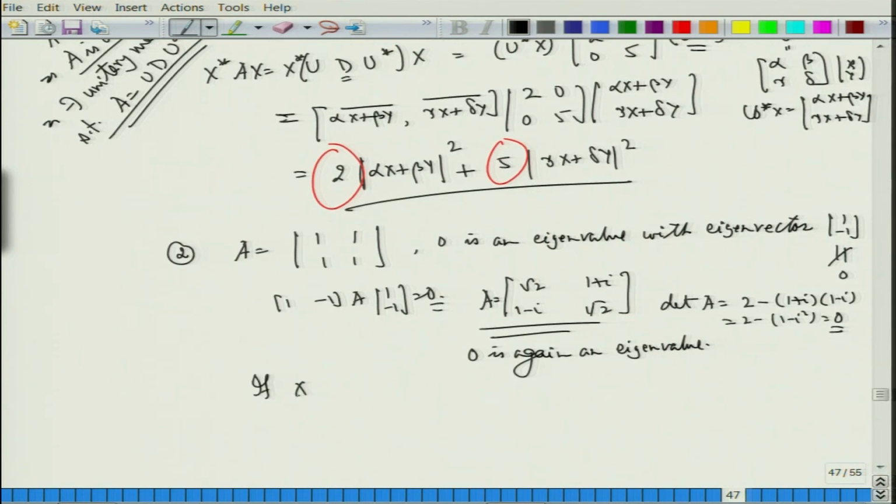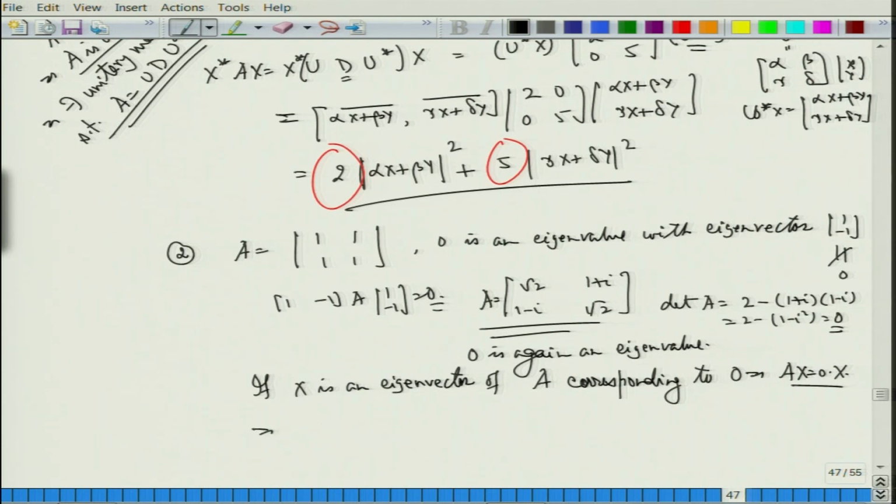If x is an eigenvector of A corresponding to 0, this implies A x is equal to 0 x, and this implies x star Ax is equal to x star 0x is 0. All right. So I do get 0 here. Is that okay? So this is what you have to be careful. You just have to look at eigenvalues. From there you can get eigenvector, and then you can get all those things.